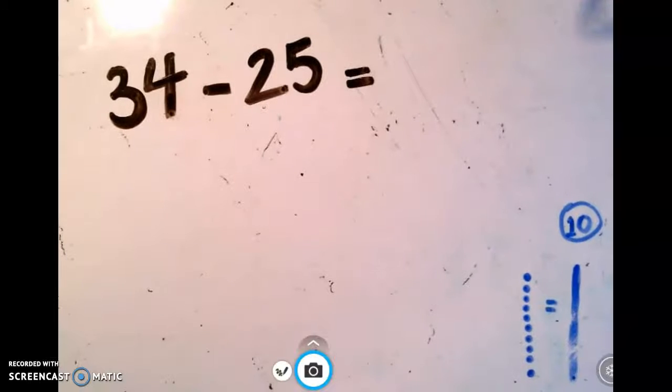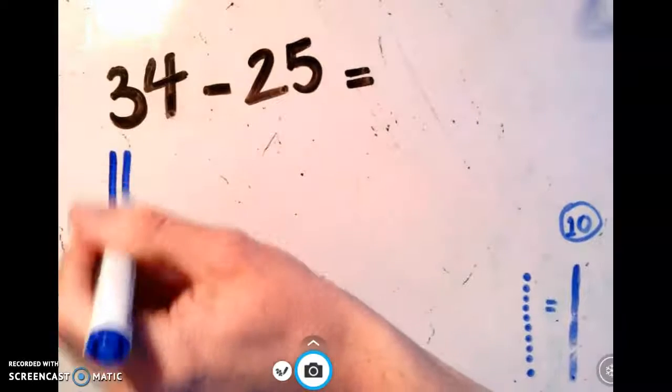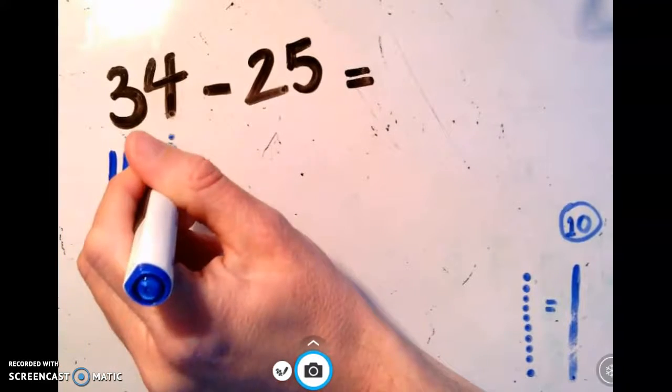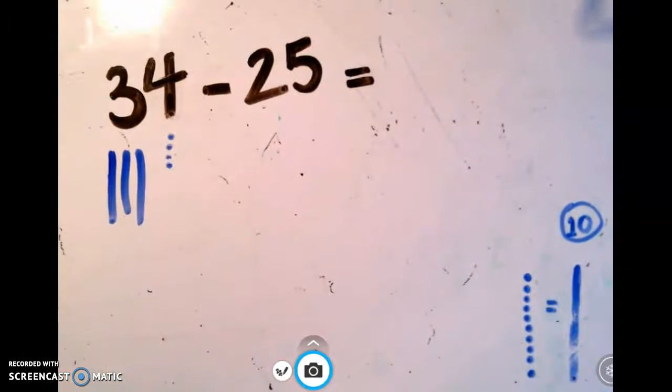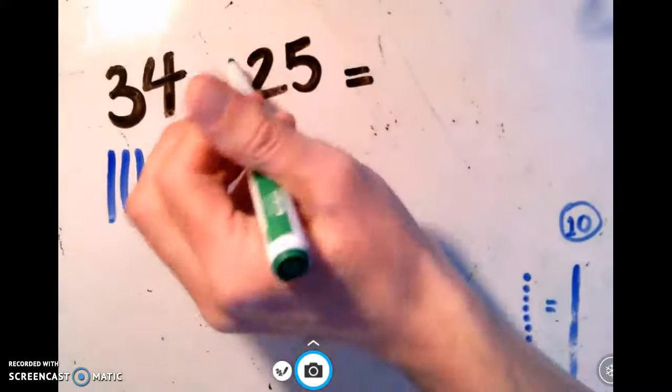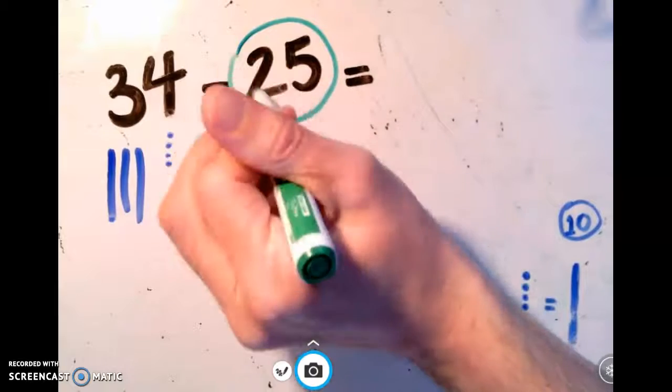Okay, so the problem we're gonna work on today has two digits in both numbers. So, as always, you're going to draw the number that you're subtracting from, 3 tens, 4 ones, to make 34, and you're going to take away 25.